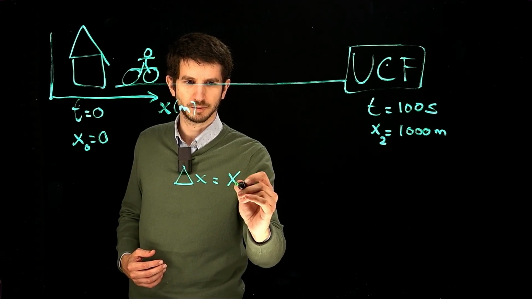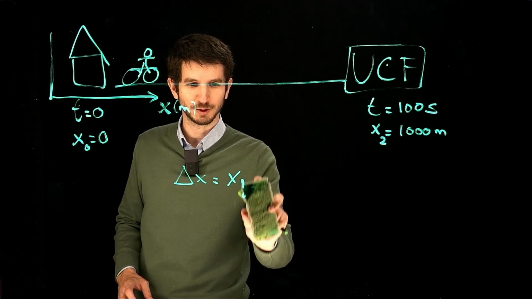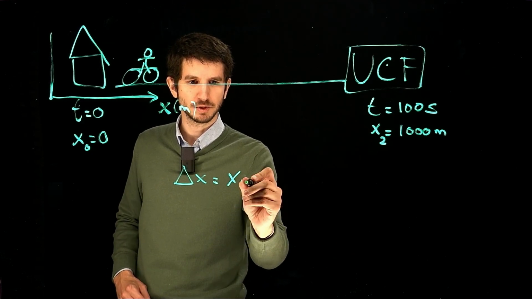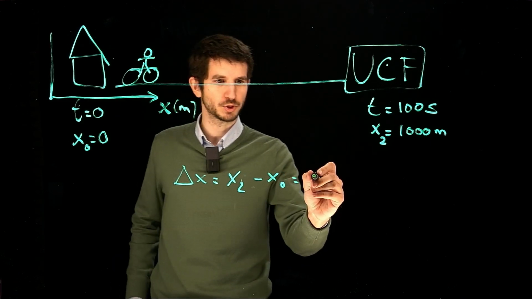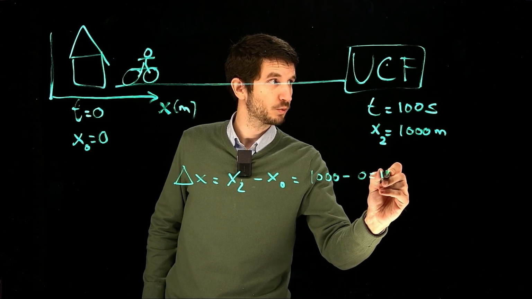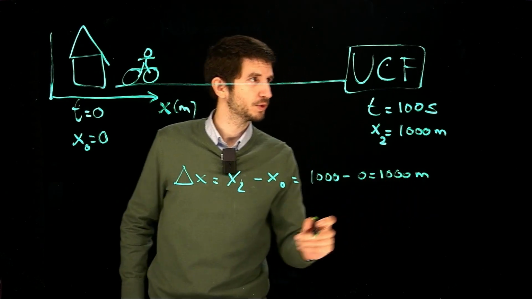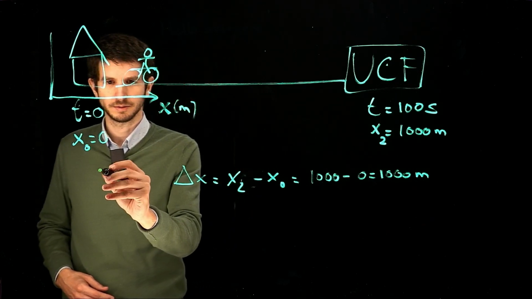And we said we can start by analyzing what's the displacement. And again, displacement is final position minus initial position. In our case, that's going to be, of course, 1,000 minus 0, which of course is 1,000 meters. So we have the position, we have the displacement, right?